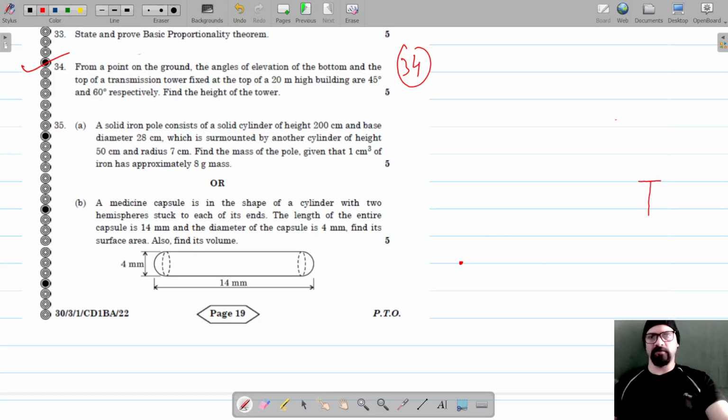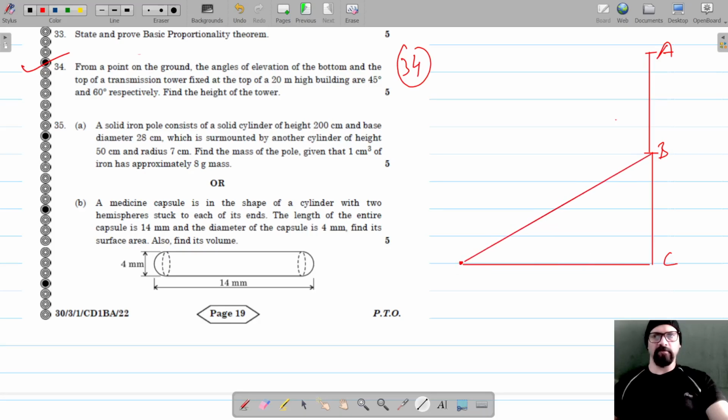So let's say this is the building that is 20-meter high, and there is a transmission tower fixed at the top of this building. Let this be the transmission tower. So AB is the transmission tower and BC is the height of the building. Let's join this point on the ground to the foot of the building. And from here, there are the angles of elevation to the top and bottom of the transmission tower.